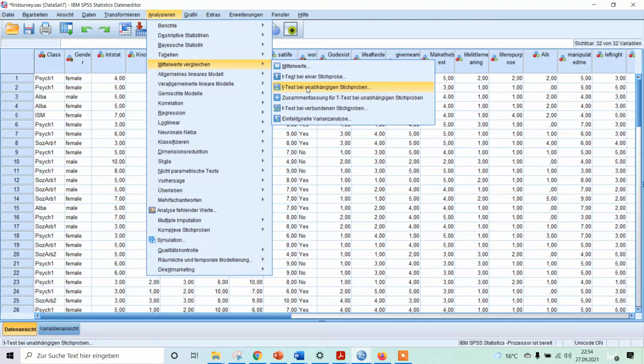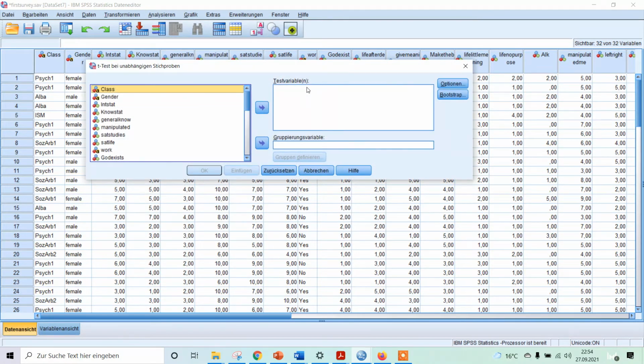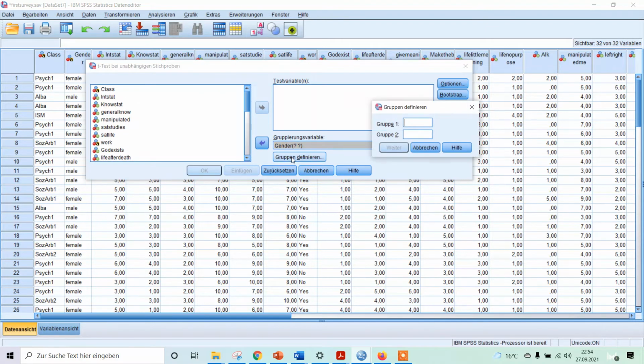So let's click on t-test for independent samples. We first need the variable that groups our sample into two samples, and that is gender. And here we now need to define the two groups. The first group would be male, and the second group would be female.